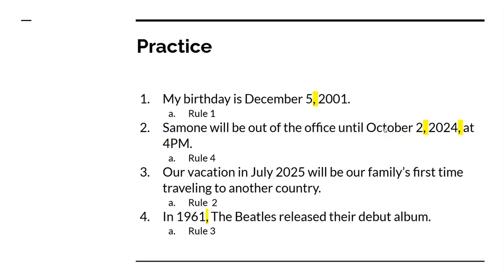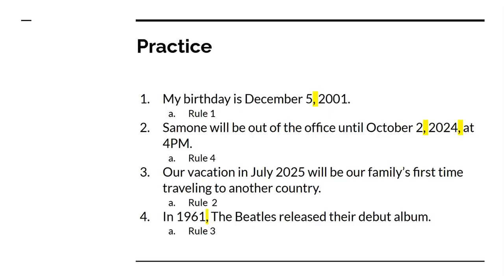All right, last but not least, we are going to go over the correct answers to our practice questions. We already did the first one together. We decided that we needed a comma after the 5 and before 2001, and we identified that that was rule number 1. Number 2 actually needed 2 commas.